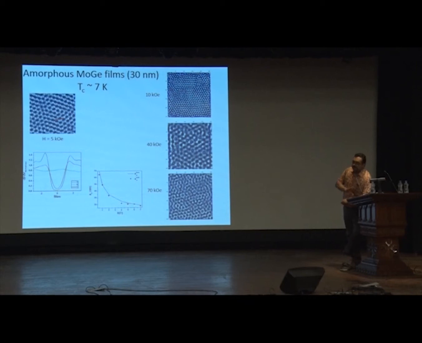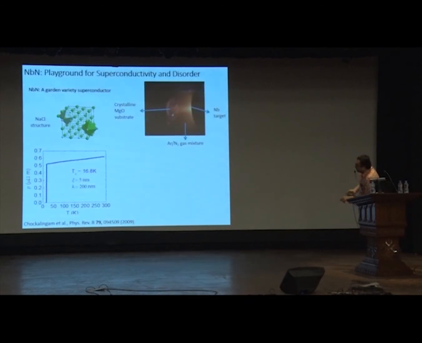Now I will talk about the main topic, where nothing is conventional essentially. The system that I will be talking about now is niobium nitride, and this is a simple type 2 superconductor in its clean form. It has a sodium chloride crystal structure. It has a high TC of about 17 Kelvin and so on.